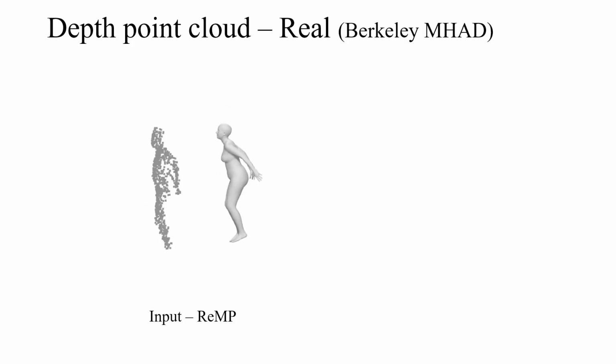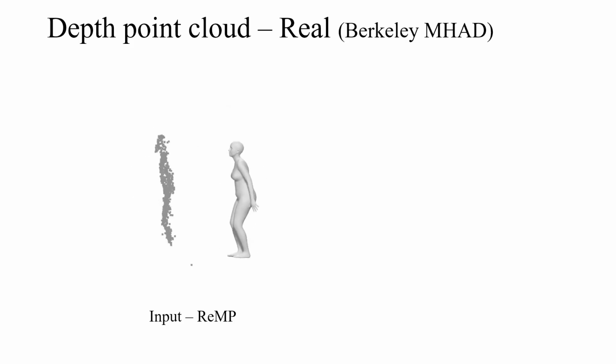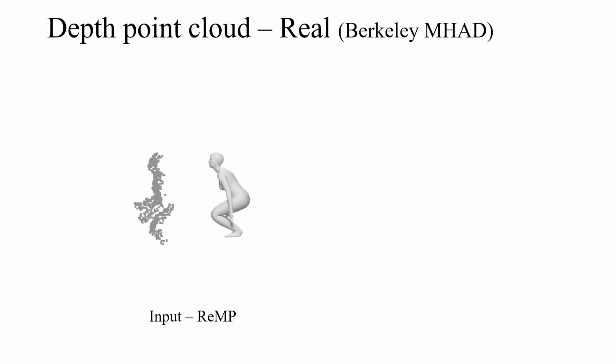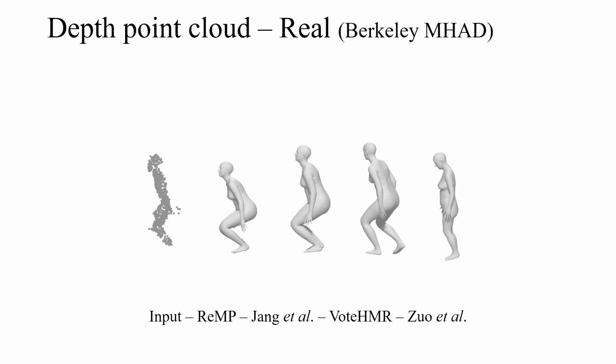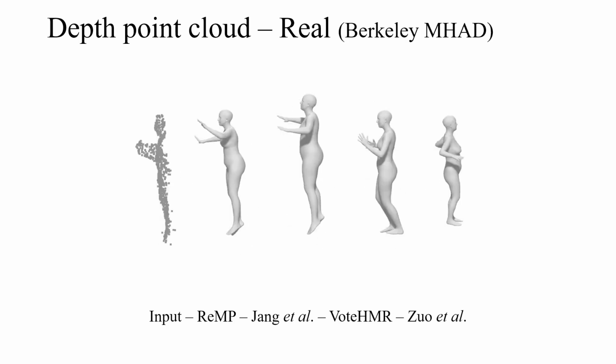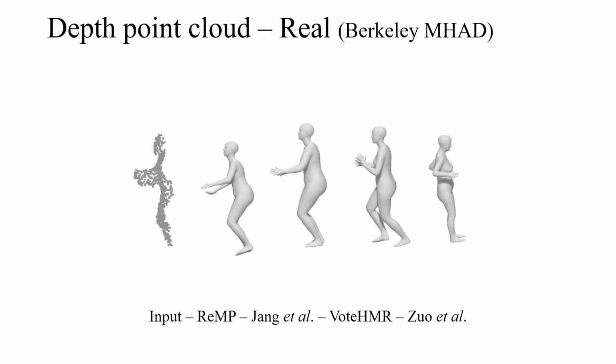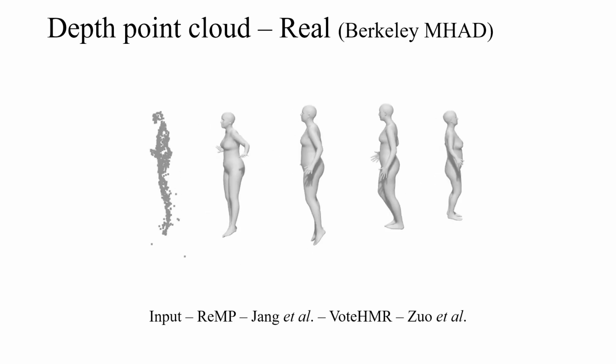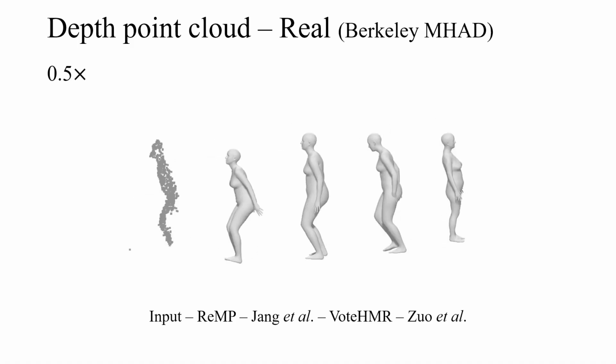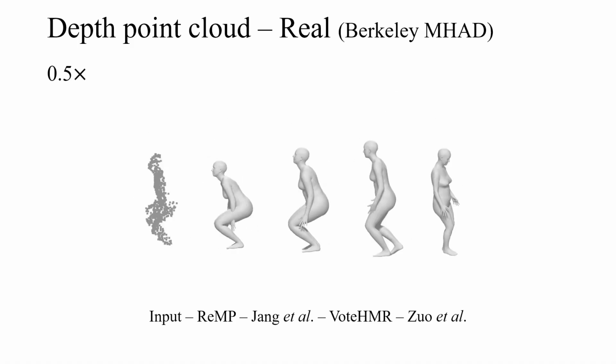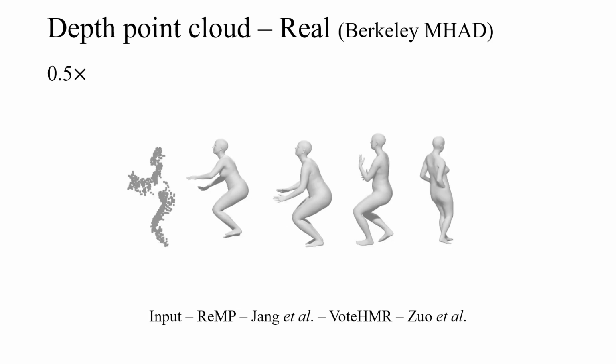This is the result on the real depth point cloud dataset. There are no ground truth poses in the dataset, so we only visualize the reconstructed motion without colors. There is more noise in the point cloud so the performance of the baselines decreases. ReMP shows the most consistent motion among the methods.